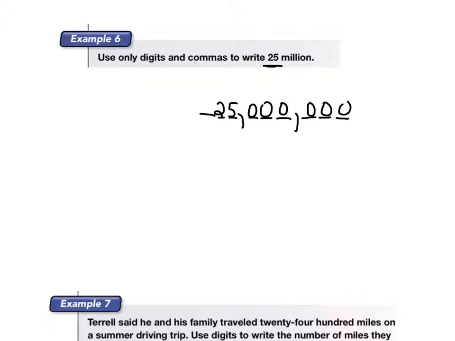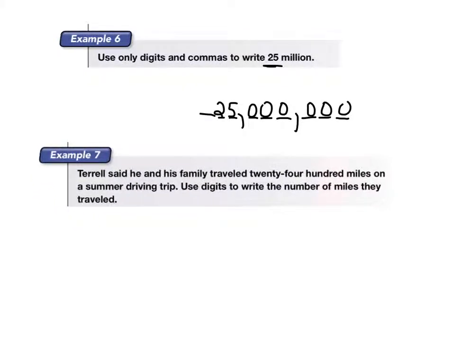All right, the last example is example 7, and it says, so write the problem down. Terrell said he and his family traveled 2,400 miles on a summer trip. So use digits to write that number that they traveled. So the 2,400, and that's pretty easy. So it's in the 2,400, add 2 zeros. Now really that number is 2,400 if you put a comma in the right place.